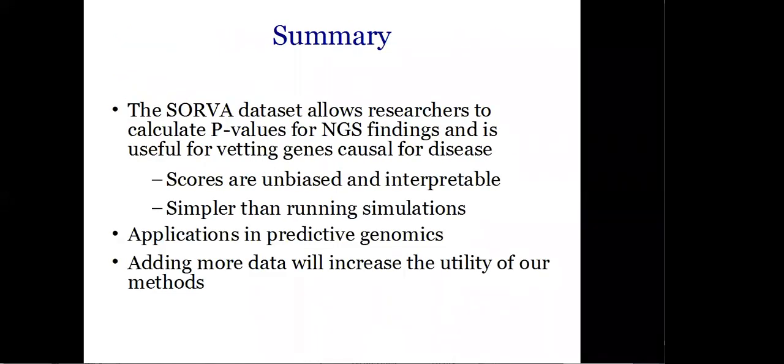So in summary, the SORVA dataset is widely applicable to researchers to calculate p-values for their next-gen sequencing findings. The scores are directly interpretable, and it's a lot simpler than running simulations. So I invite you all to try it in your next study if you are doing rare variant interpretation.